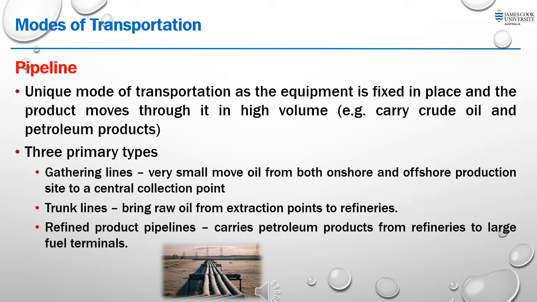Another mode of transportation is the pipeline, a unique mode as the equipment is fixed in place and the product moves through in high volume. There are three primary types. Gathering lines, very small, move oil from both onshore and offshore production to the site of a central collection point. Trunk lines bring raw oil from the extraction point to refineries. A product pipeline carries petroleum products from refineries to large fuel terminals.